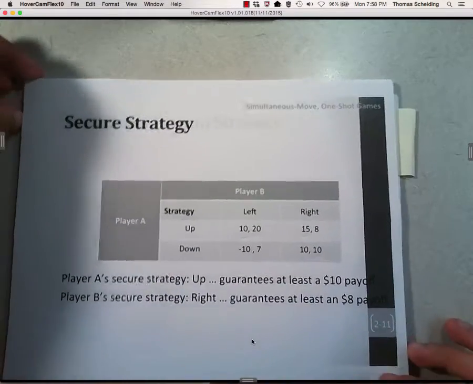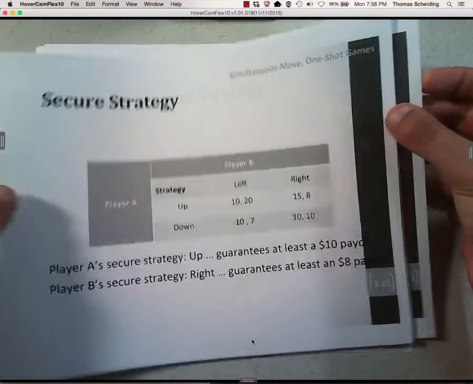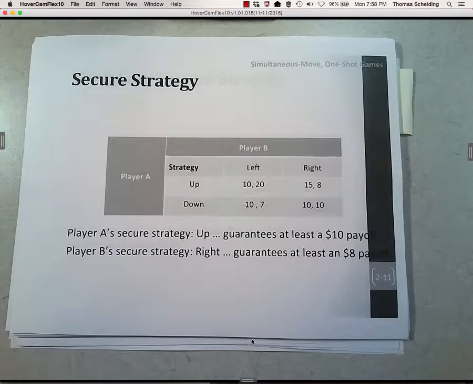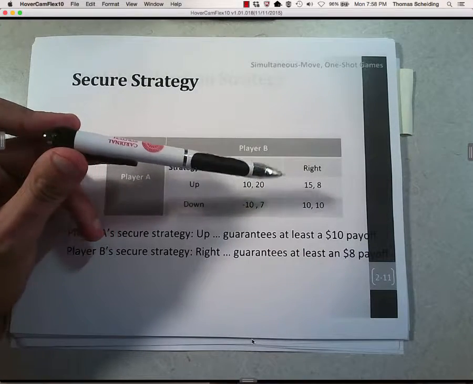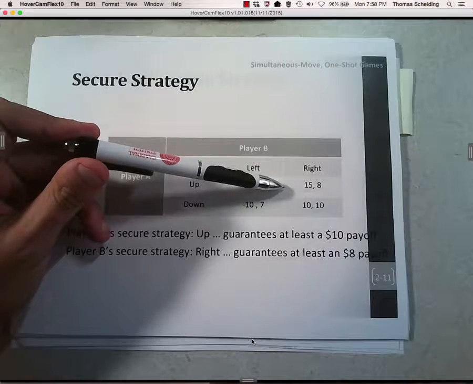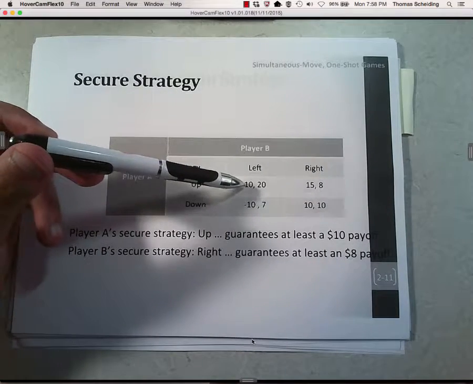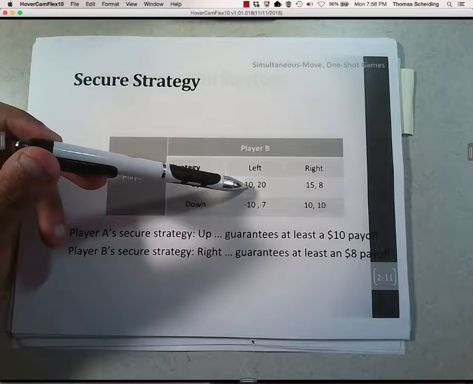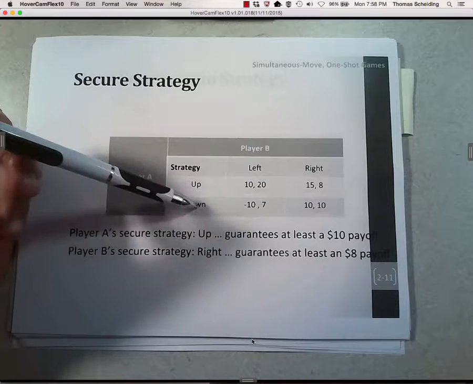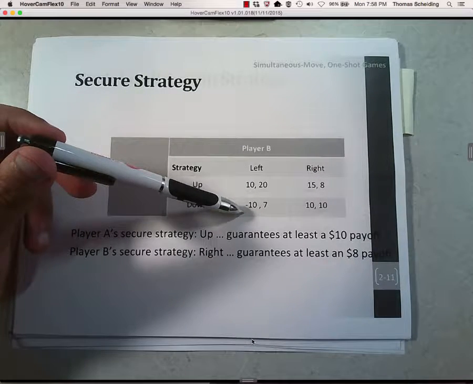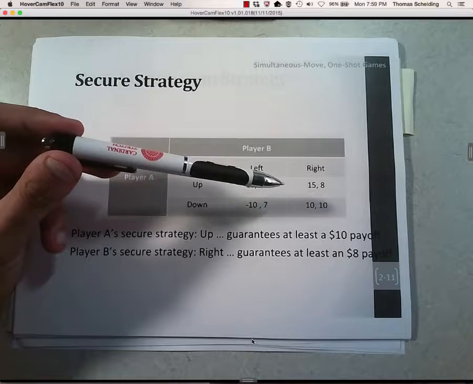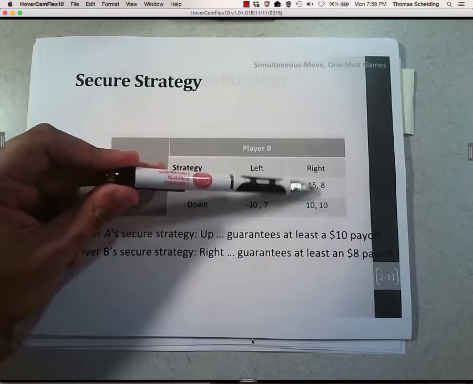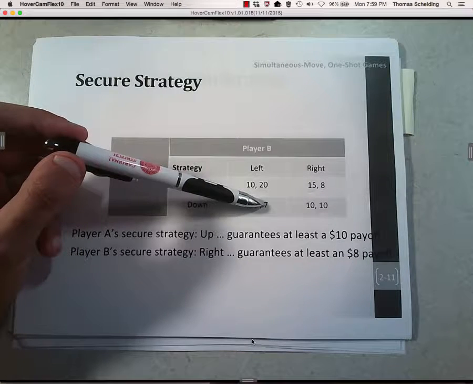Now you could play it safe. You could have a secure strategy. In the secure strategy here, what we're saying is that the player wants to at least get a certain amount of a payoff, right? And they could say, I'm going to choose up, because if I choose up, I will at least get, in this case here, a payoff of at least 10. If I choose right, that's the best case scenario, because if I choose down, I could have as much as a 10 loss. As for player B, their secure strategy would be to choose right, because if they choose right, they're guaranteed to earn at least 8, whereas here they would have earned at least 7.